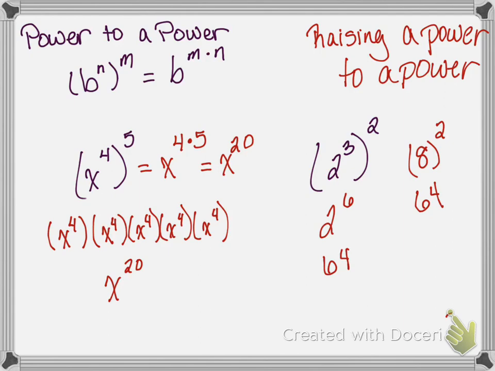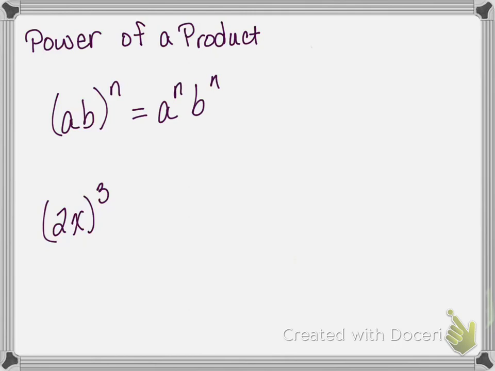This property, power to a power, is used a lot with our following property, which is power of a product. You don't have to know that you're using both of these at the same time, but I want to tell you that you are. You don't have to say, I'm using power of a product and power to a power. But when you do this, you are using those two properties. Here I've got power of a product. The n is on the outside of the parentheses, and the a and the b are being raised to that n power.